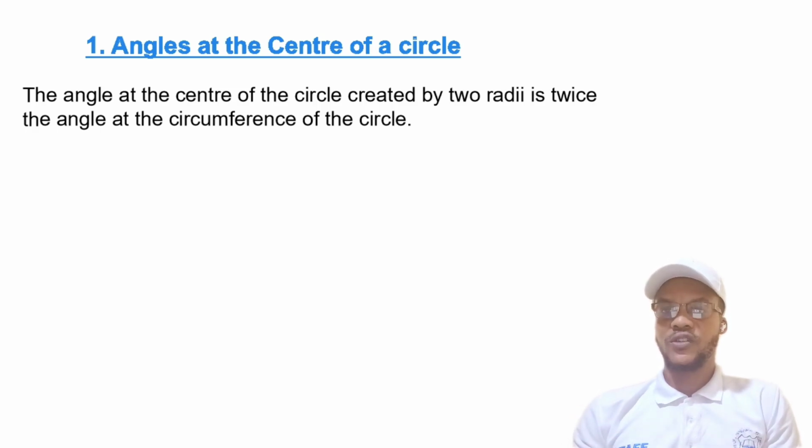Yes, at the circumference of the circle. Or you can also say that the angle a chord subtends at the center of a circle is twice the angle it subtends at the circumference of a circle. That's what we are talking about.